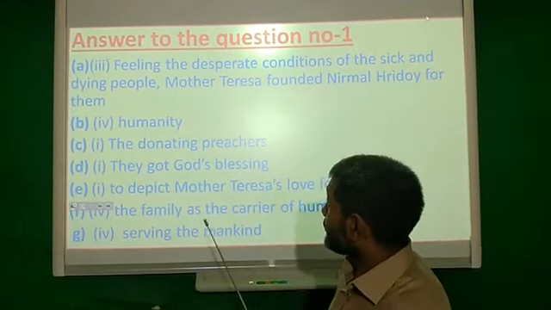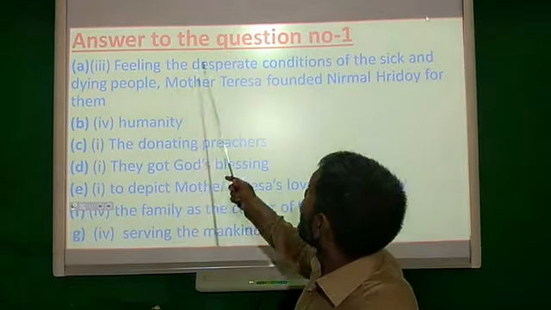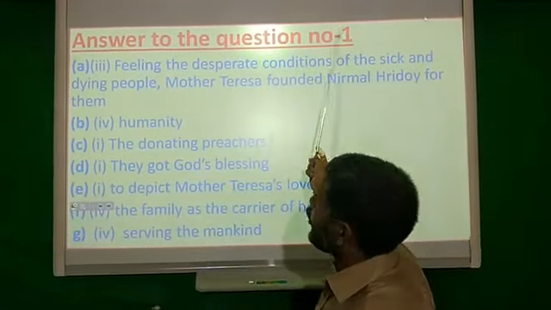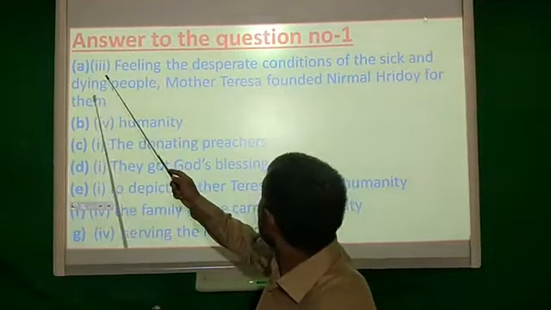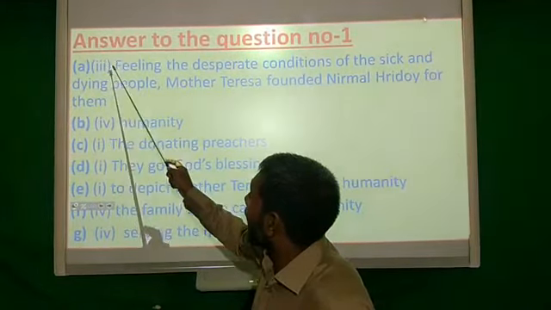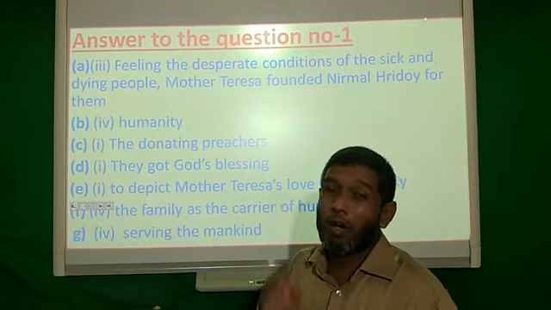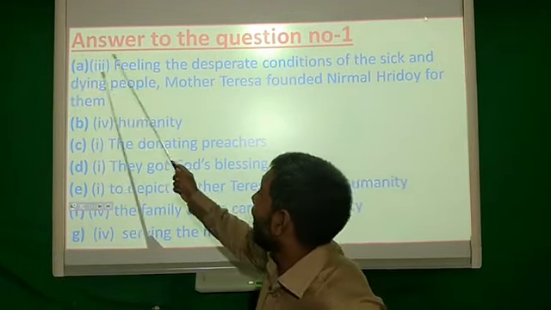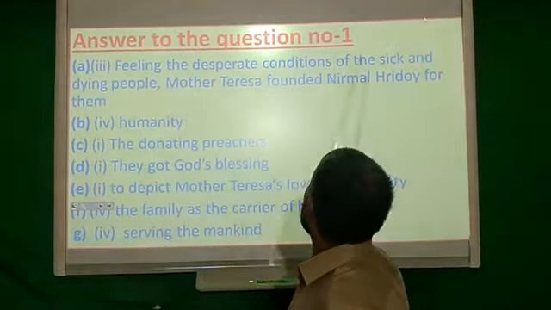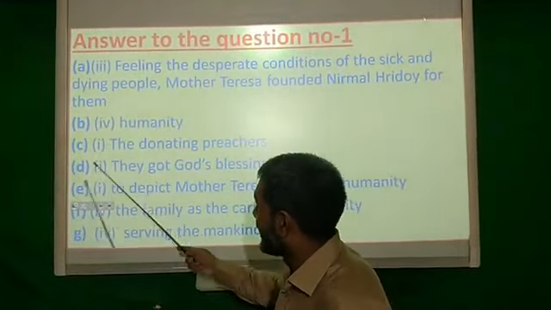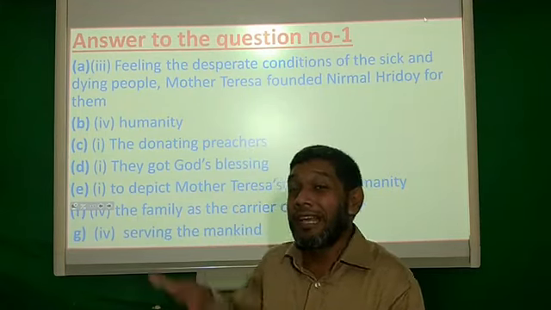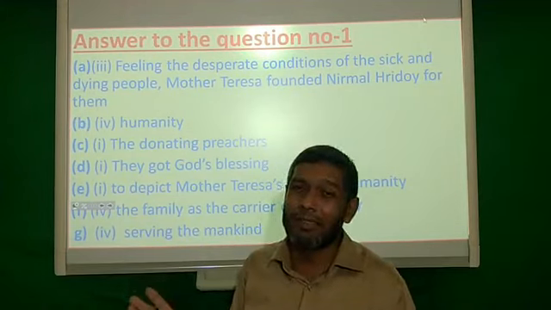So dear students, you will write down like this: answer to the question number one, and then you write the number of the question, and this has been selected from the 4 multiple choice questions. You will write A, and whichever number is the answer, you will mention here, and then you will write down the answer. In this way, A, B, C, D, E, F, G, you will write down these 7 questions and 7 answers in this way, and you will get full marks, I know.